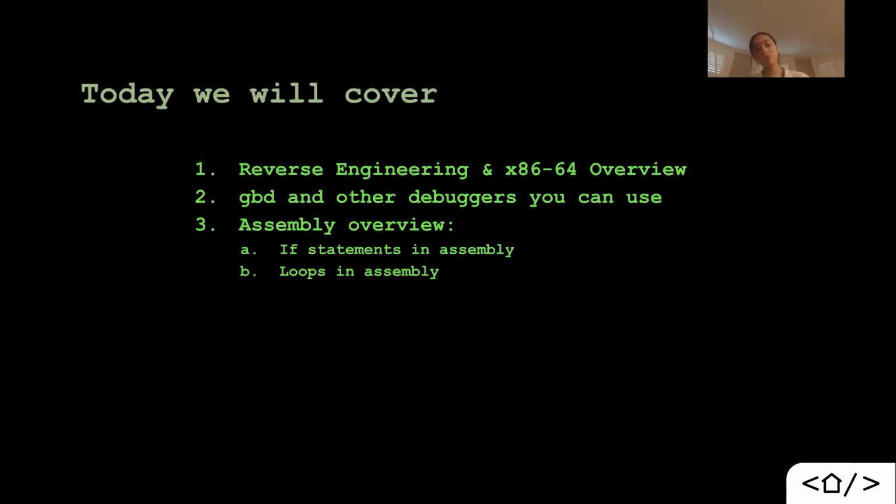So just an overview, an outline of everything we're going to cover today: reverse engineering and the x86-64 overview, GDB, and then other debuggers that you can use for this as well. Then I'll go into an assembly overview, and specifically we'll talk about if statements in assembly and loops in assembly.